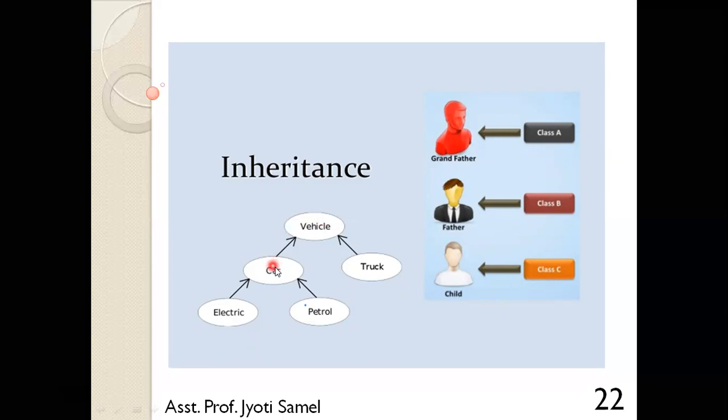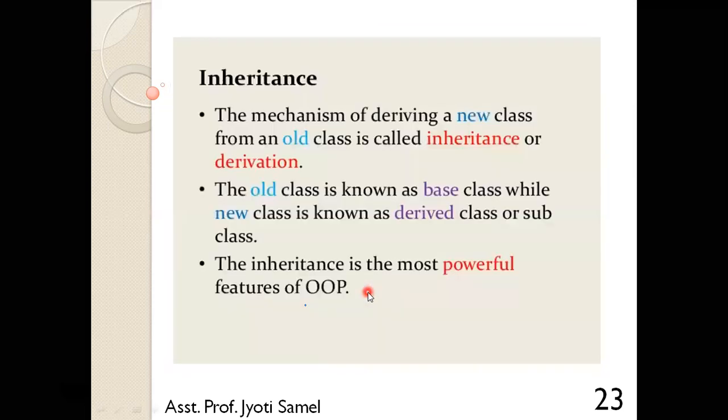Another example: vehicle is the main class. We can say car is a type of vehicle, truck is also a type of vehicle. In car, we can find a petrol car, a diesel car, an electric car, and even among diesel or petrol cars, afterwards we can distinguish Maruti, Hyundai, Suzuki, etc. So the mechanism of deriving a new class from an old class is called inheritance. The old class is known as the base class, whereas the new class is known as the derived class. Inheritance is a very powerful feature of OOP.